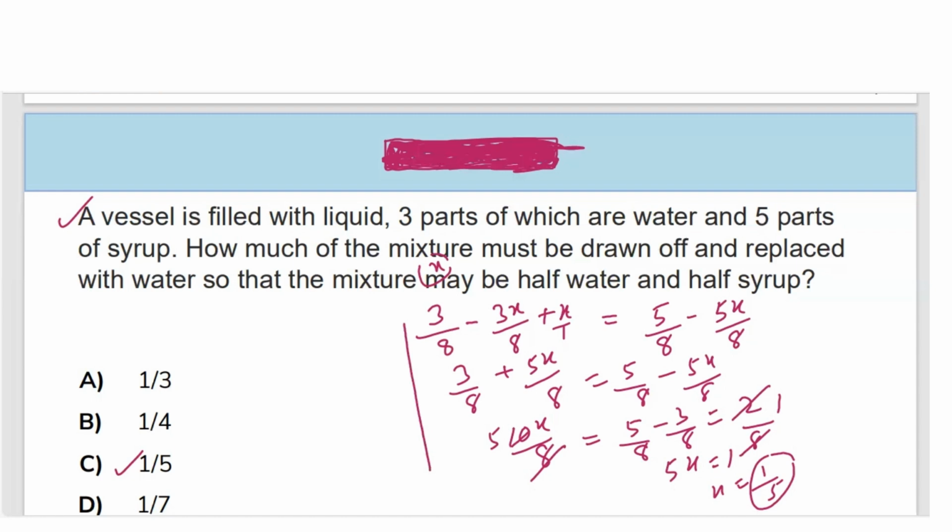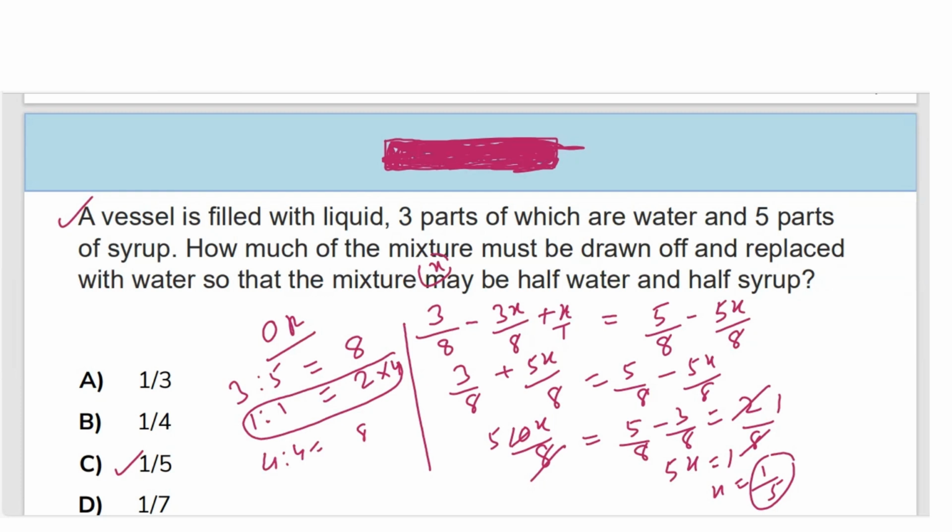Now we can solve this question by another method also. First, you see that the ratio is given: 3 parts water and 5 parts syrup. So the ratio is 3 and 5, and the total sum is 8. Now he is saying that the mixture may be half water and half syrup. So half and half, the ratio is 1 and 1, which sums to 2. If you want to balance this equation, you need to multiply this number by 4. So in place of this number, we get the ratio 4 and 4, equal to 8.